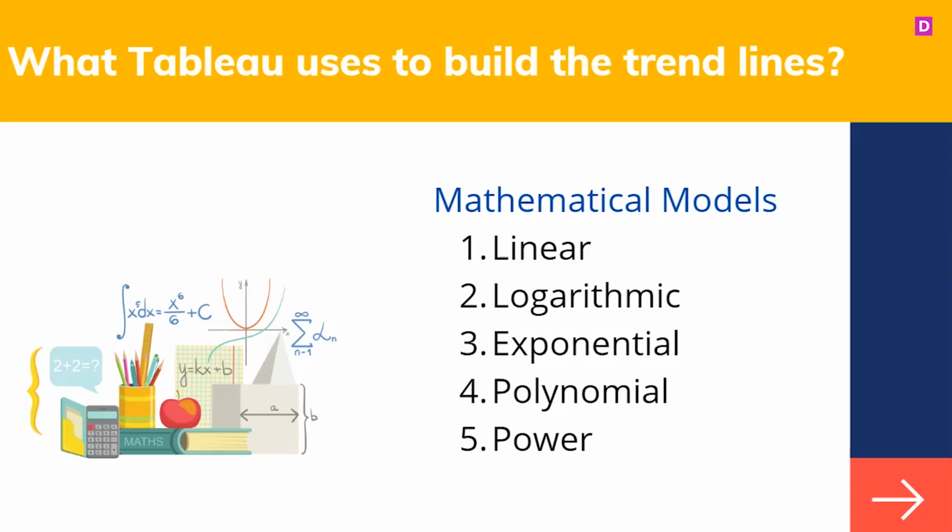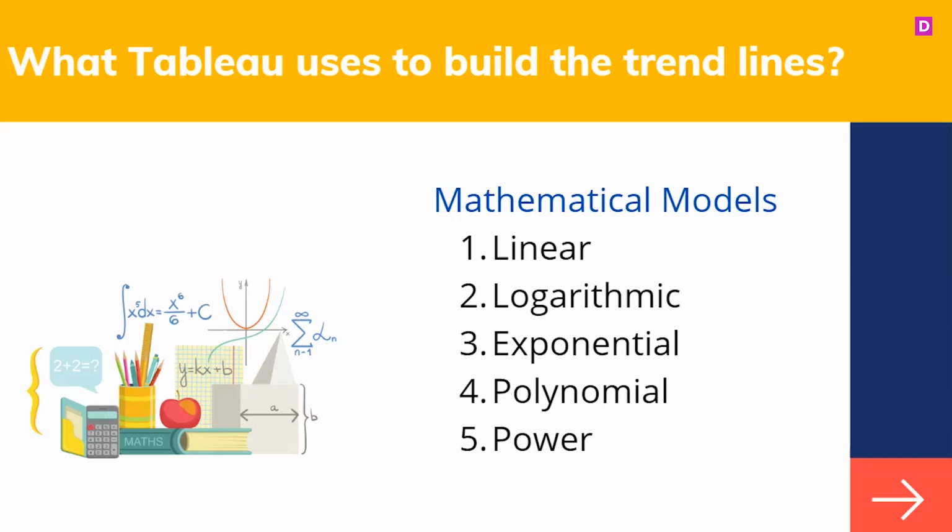The second thing is, once you decide to draw a trend line, there are various options Tableau provides. The options are about which mathematical model you want to use for drawing your trend line. By default, it gives you five trend line options: linear, logarithmic, exponential, polynomial, and power. With the support of all of these models, we can actually trace a trend line, and with the trend line we can highlight the trends in the data. So this is about the theoretical aspects of your trend line.